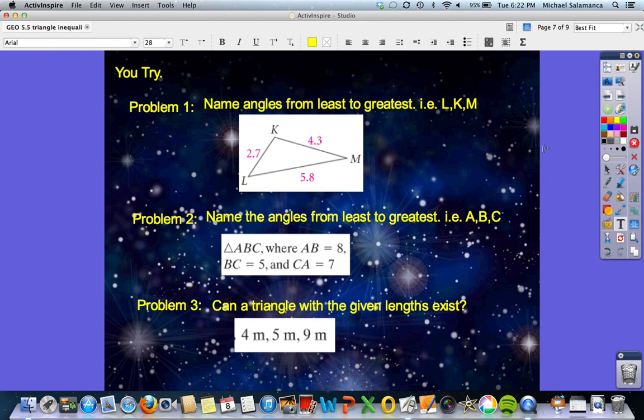Now it's your turn. Try solving these 3 problems and writing them down in your notes.